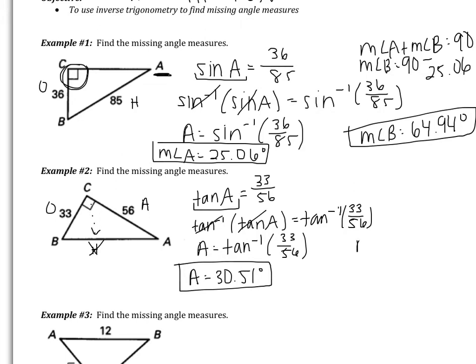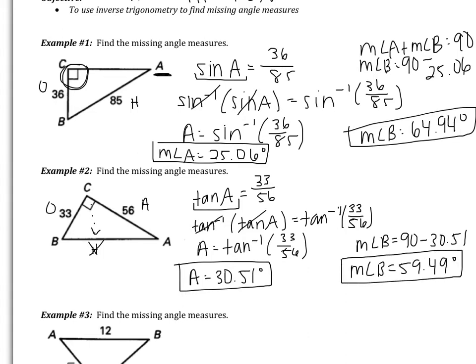Then the measure of angle B is going to be 90 subtract angle A. So 90 subtract 30.51. So angle B is 59.49 degrees. And I always like to just do a little mental check to see, does this make sense? So in my triangle, I have 30.51 and 59.49. The smaller side is across from the smaller angle, bigger side across from the bigger angle. So that makes sense. We've learned that before. It's just a good little mental check.